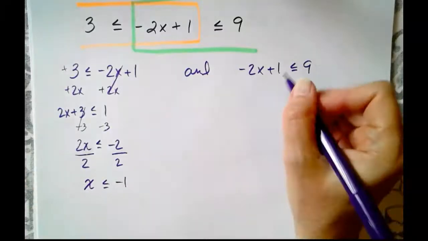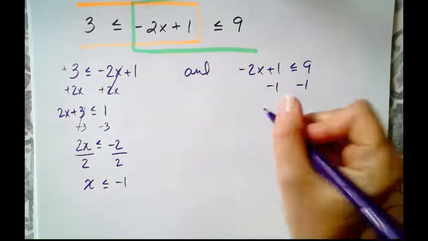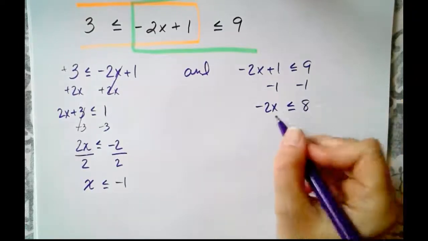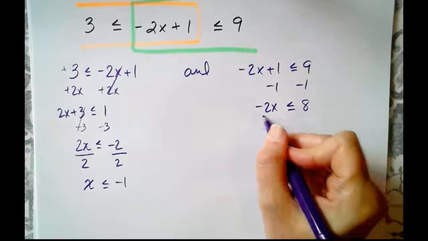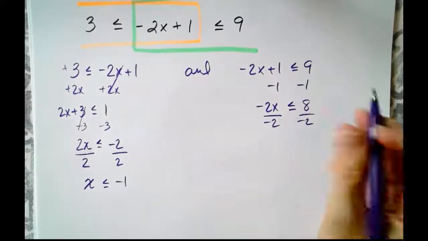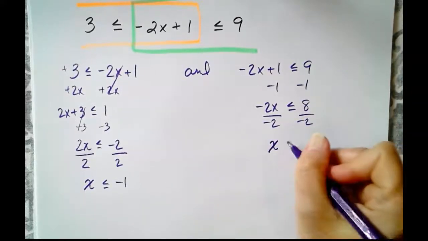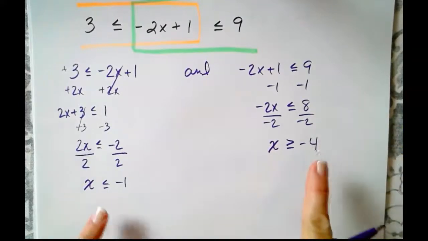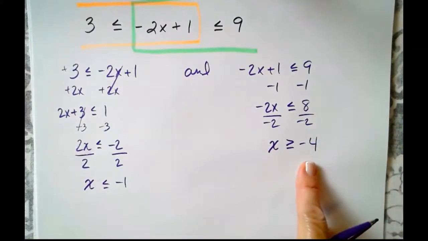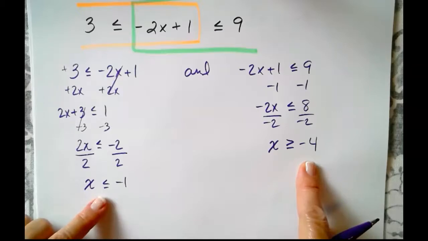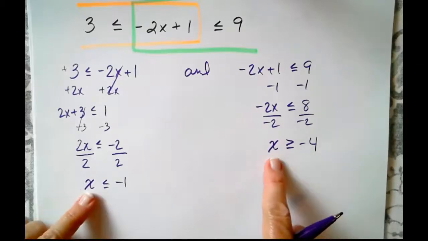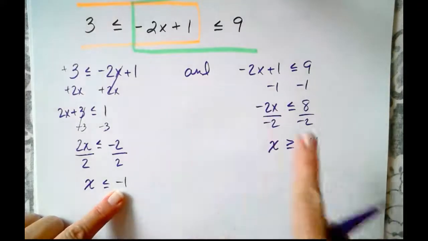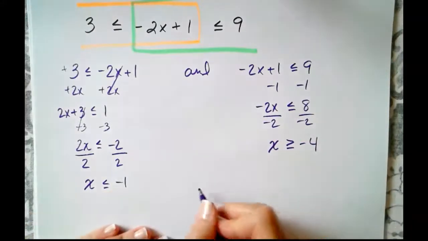Let's keep going. Minus 1, minus 1. Negative 2x is less than or equal to 8. Now we are going to divide by a negative 2. That is the glitch. X is greater than or equal to negative 4. Here are our two solution sets for our compound inequality. Our answers are smaller than negative 1 and greater than negative 4.